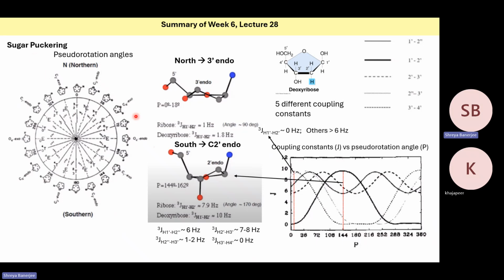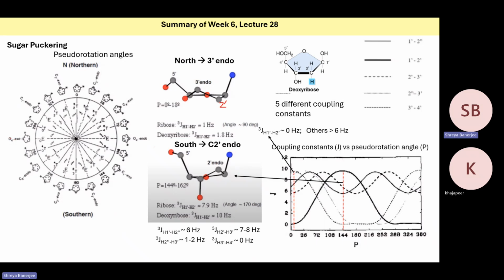Right. So we will now look at the sugar puckering. These are things we have already discussed in the previous class, where we know that there is a pseudo rotation of the sugar ring. Basically, you have a 360-degree rotation, and if you consider the middle of this 360 degrees, all angles in the upper position are referred to as north. In north, the 3 prime atom is above, or endo, and the 2 prime atom is below, or exo.